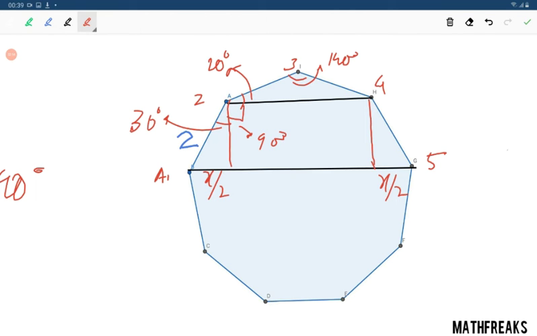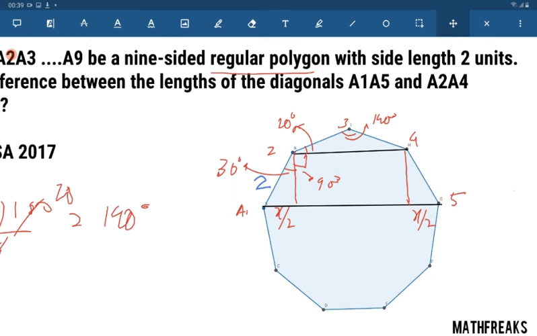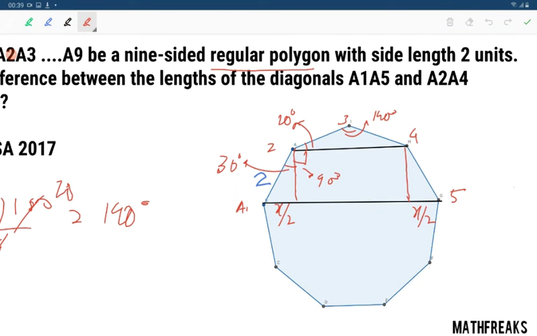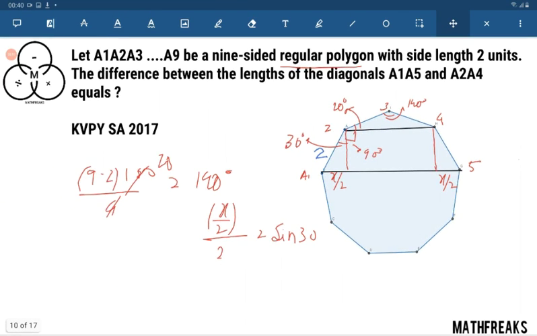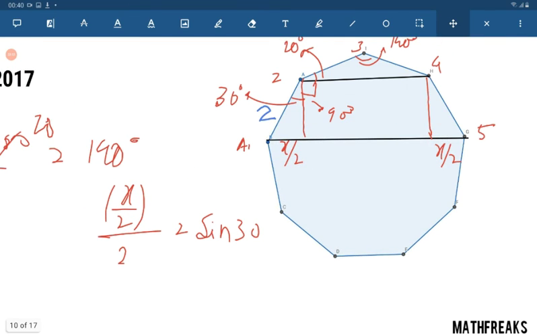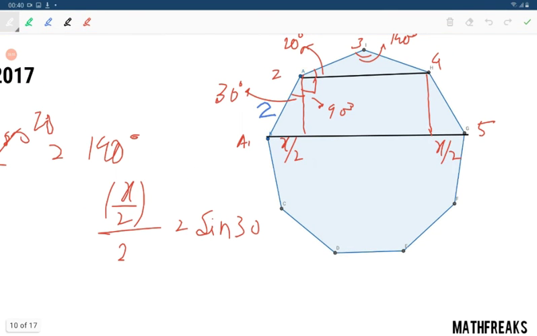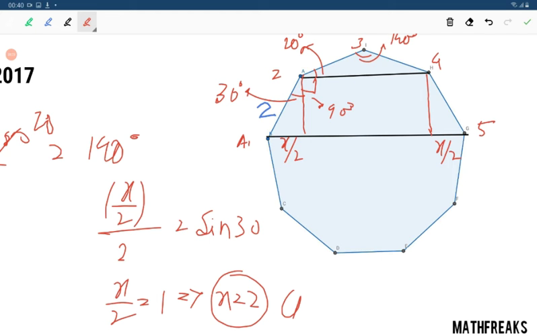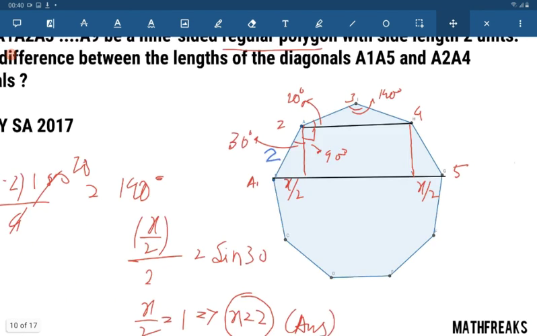Now we are familiar with a common angle, 30 degrees, right? This is x by 2, perpendicular by hypotenuse, sine 30. Sine 30, so x by 2 equals 1. x equals 2. So our answer is 2. The difference between the two is 2. This was a very easy one.